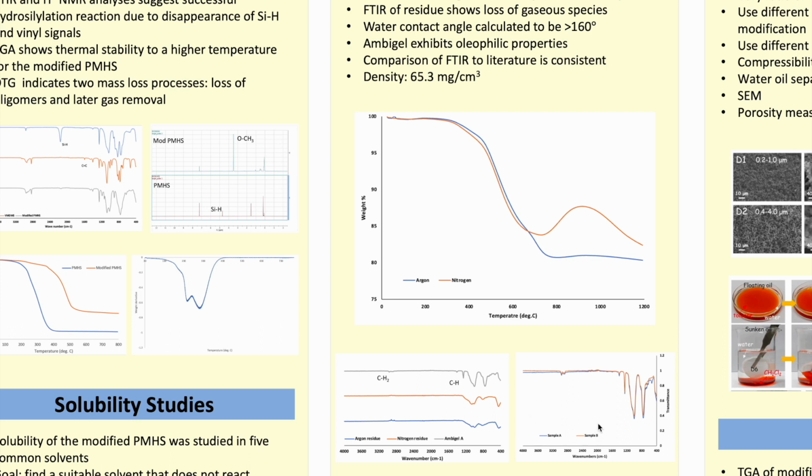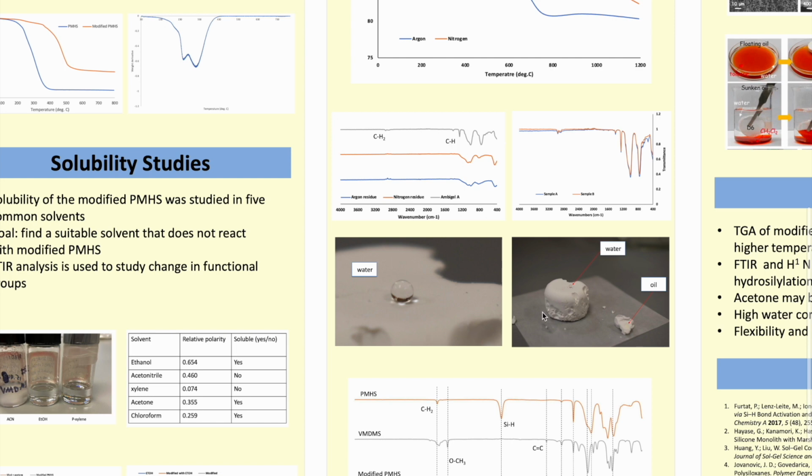The FTIR of the sample A and sample B prepared do not show a significant change in functional groups, even though there is a different ratio of PMHS to VMDMS used. These images show the water droplet on the surface of the gel prepared, and here it is shown that the oil was absorbed into the gel. The water contact angle was calculated to be greater than 160 degrees. Anything greater than 90 is characterized as being hydrophobic.